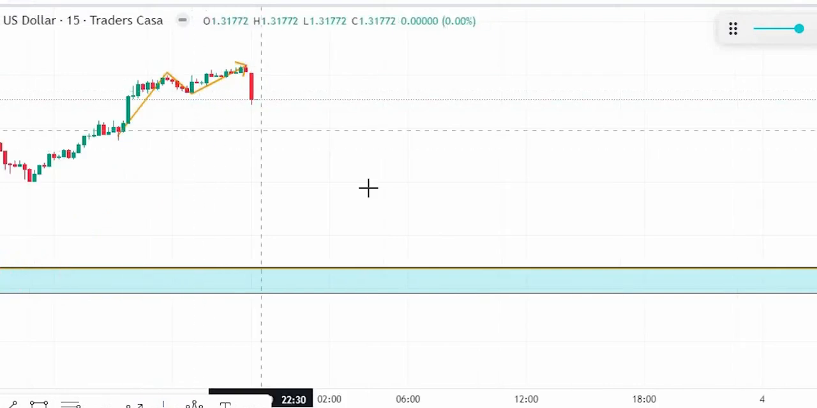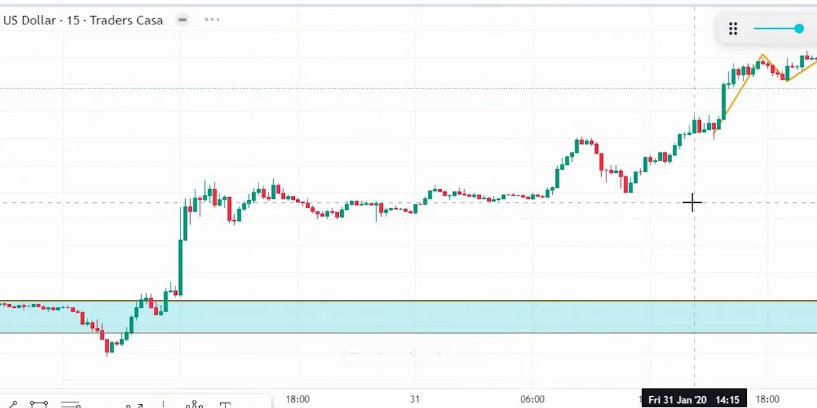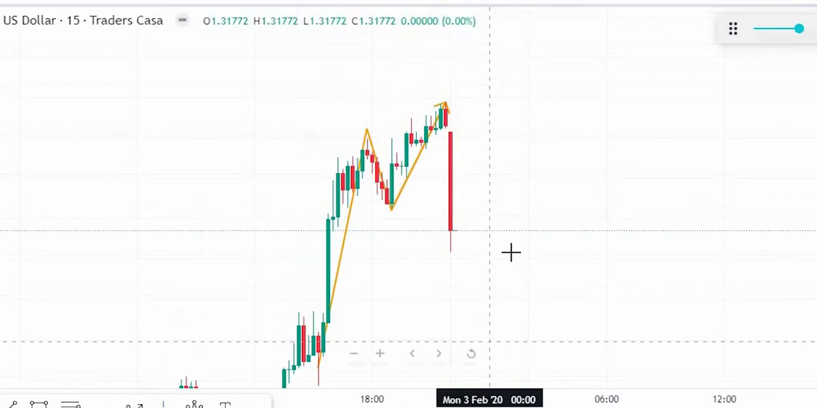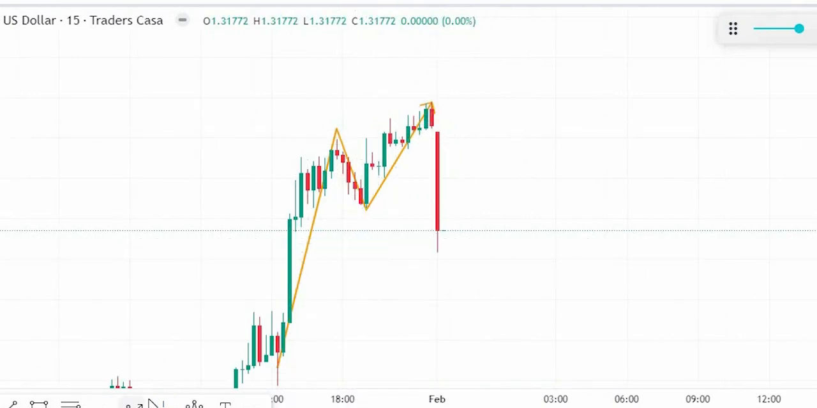The market breaks and closes below the pullback, which now validates what? A change of character, a market structure shift. So the market fails to continue upward, and the market is trying to move downward.